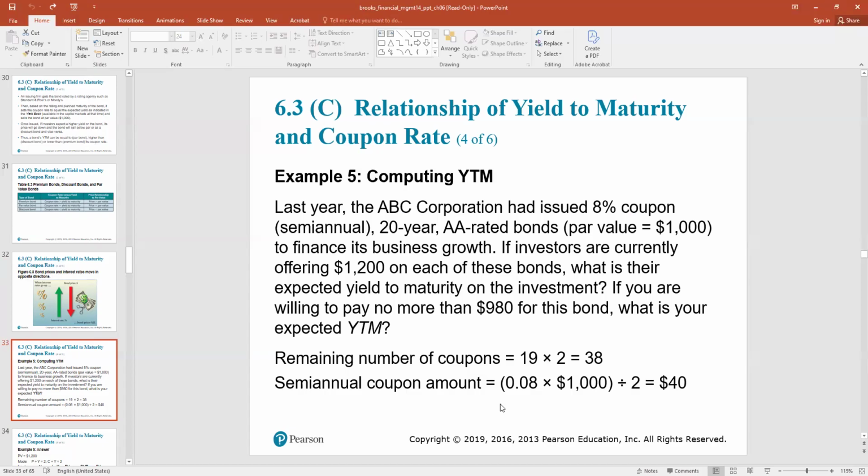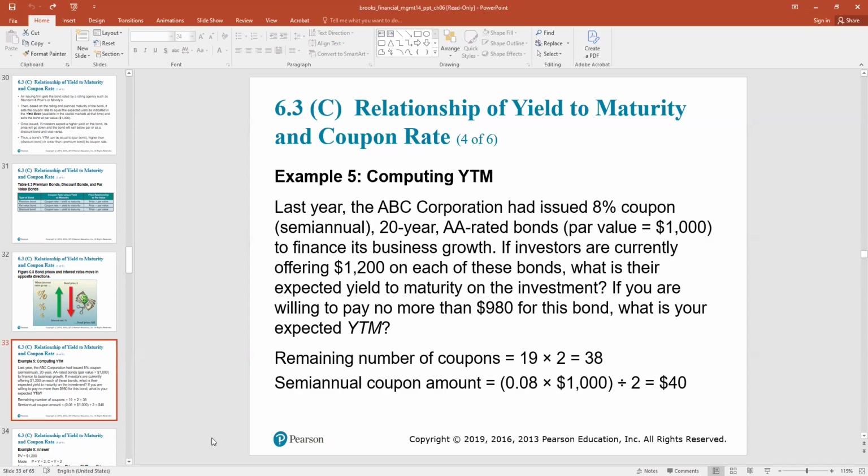Basically, it's semi-annual, so we need to convert the number of periods and the rates accordingly. For the number of periods, we're going to consider not 20 years but 19 years, because the bond was issued last year. It means 19 years left. So 19 multiplied by 2 will be 38, and the 8% coupon rate is converted accordingly.